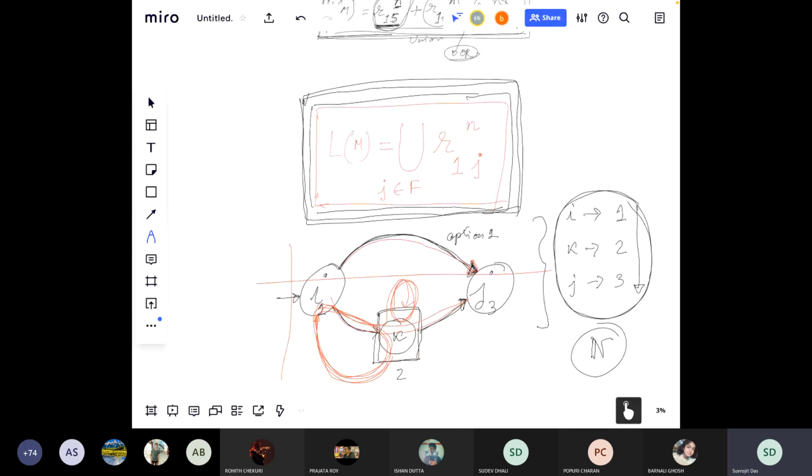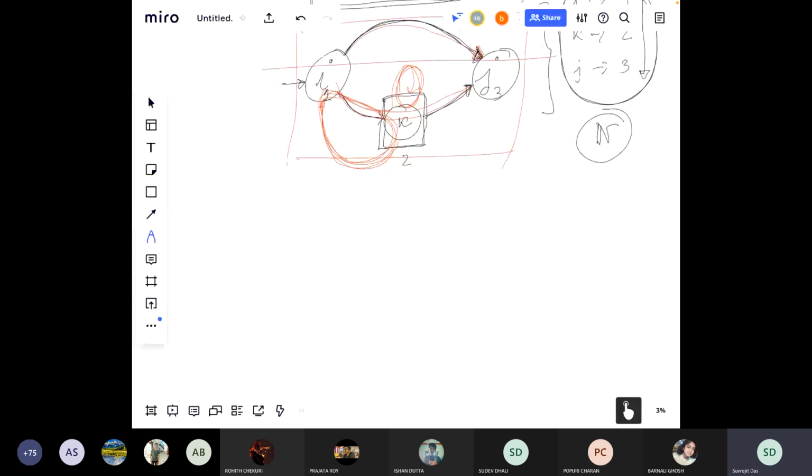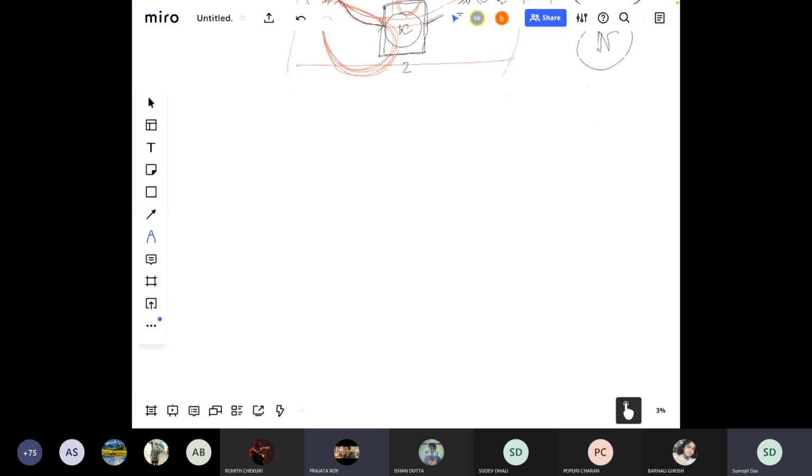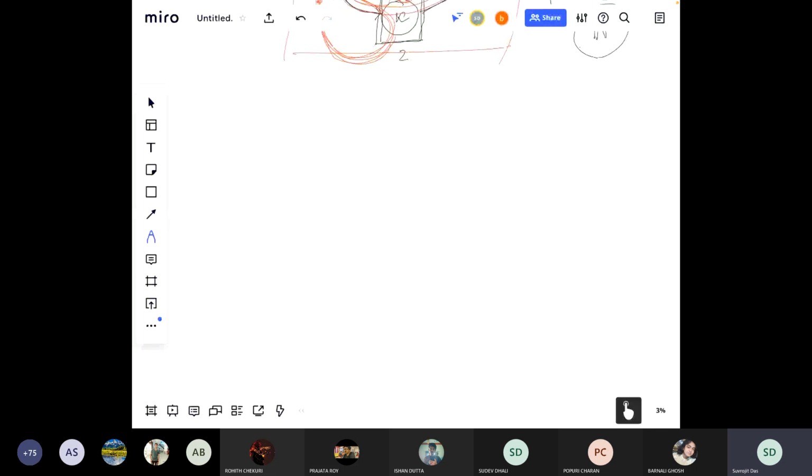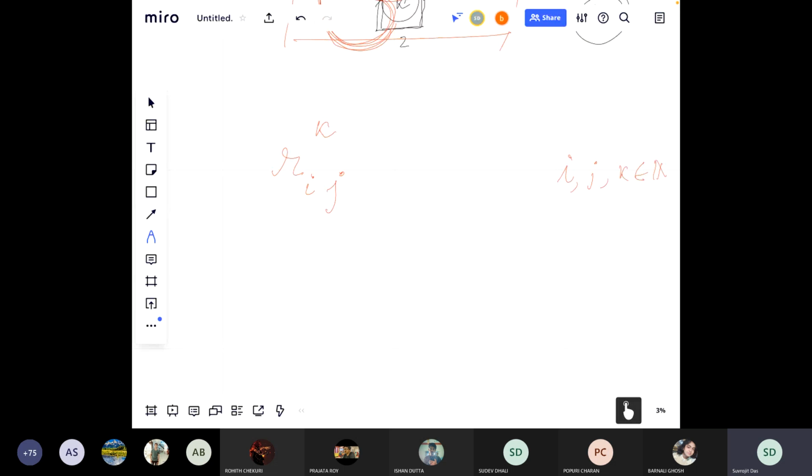Now, to generalize this whole concept, a structure is defined that represents the expression for the strings that take you from I to J, and labels are defined. Those labels are defined recursively. Those labels are called Ks, where I, J, and K all belong to the set of natural numbers.